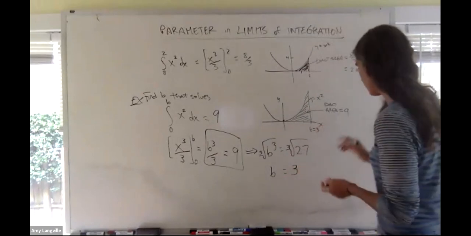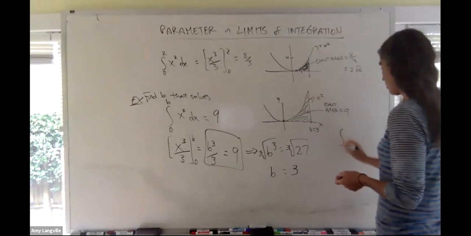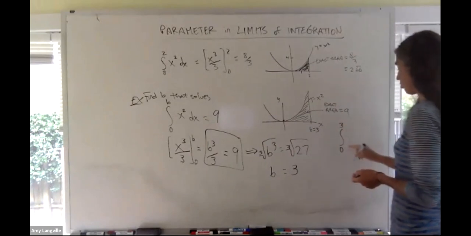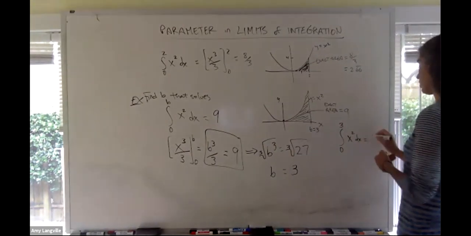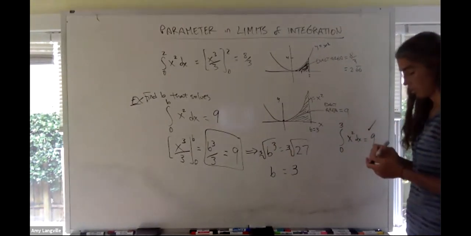That gives us an exact area of 9. You can check your work by computing the integral from 0 to 3 of x squared dx. You'll check your work and see that it is in fact 9.